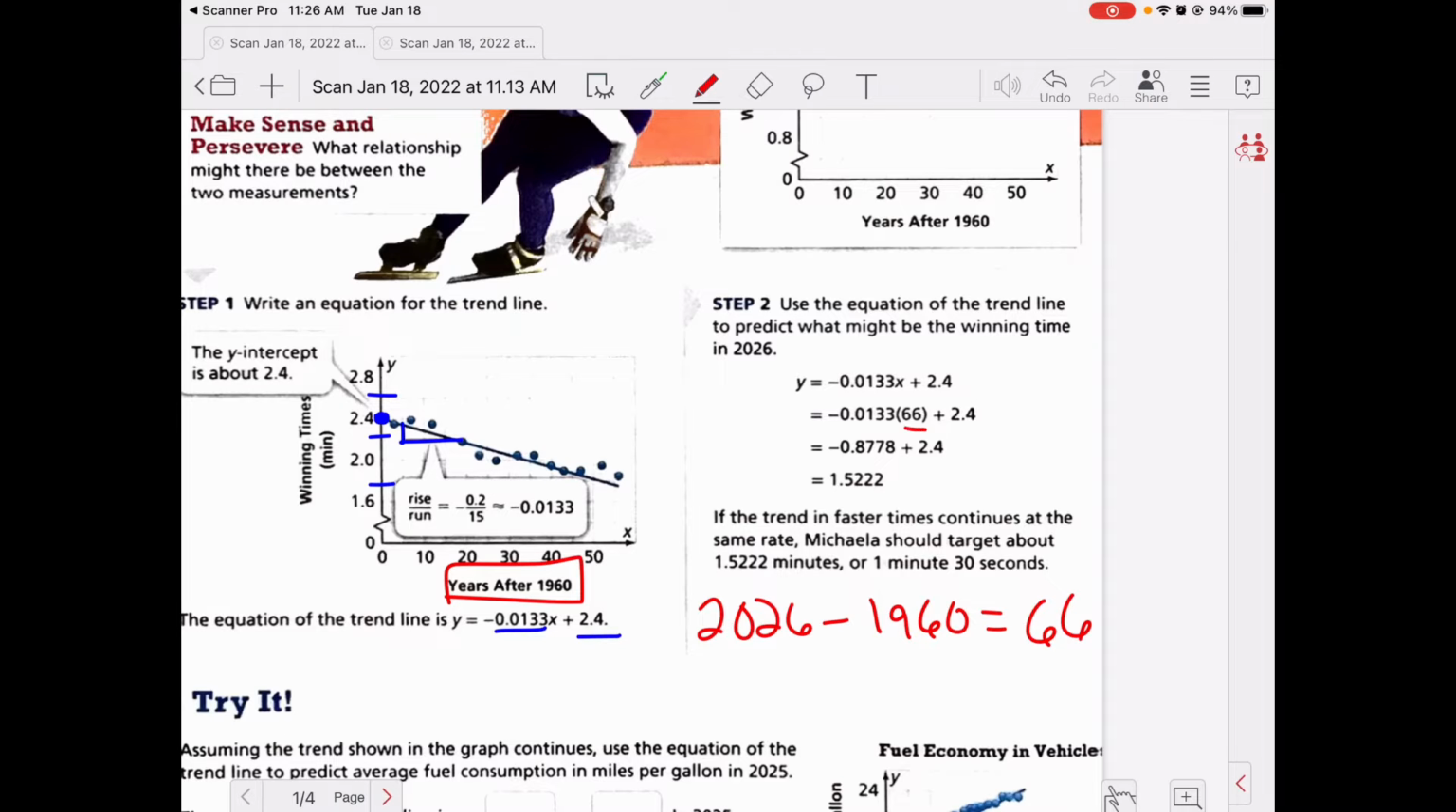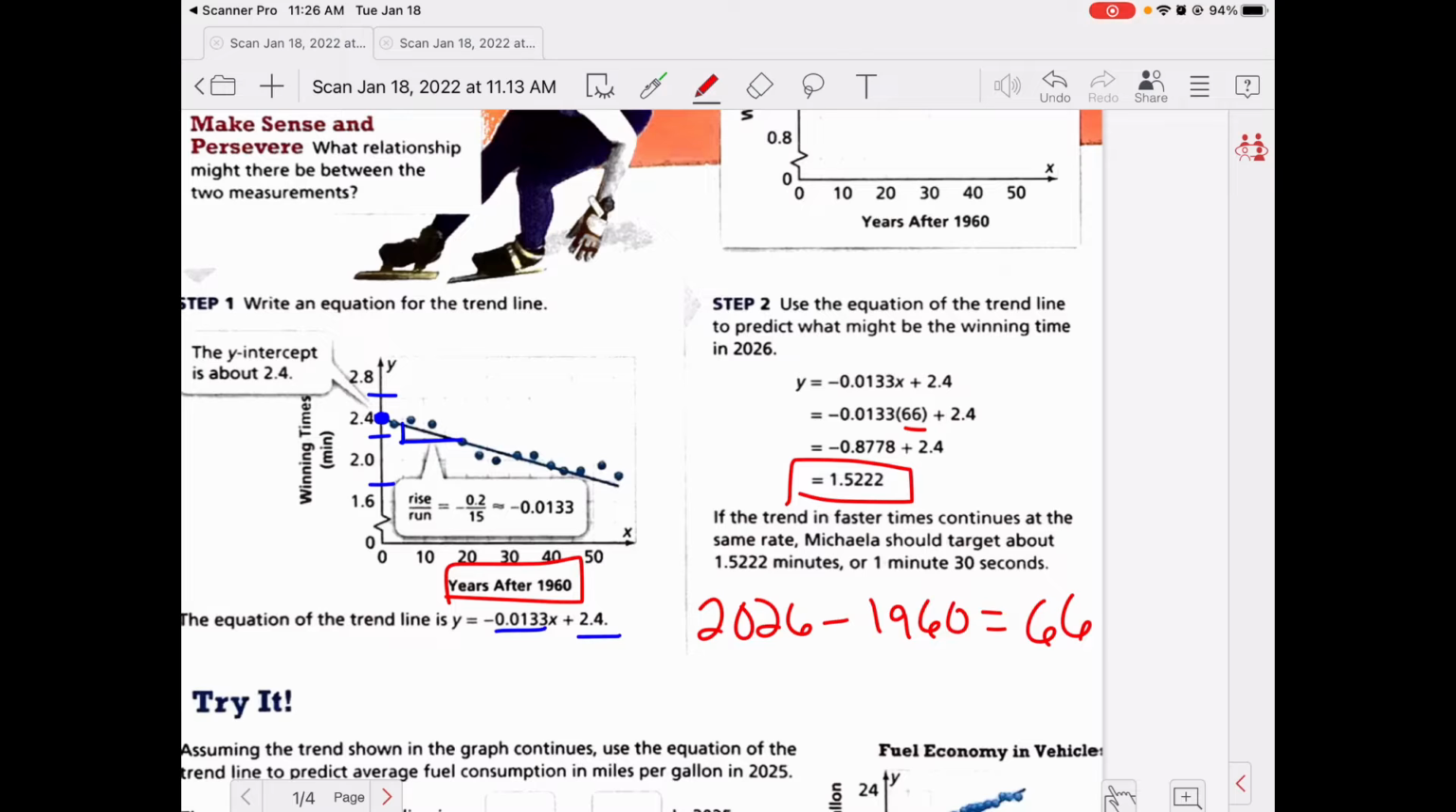So you can see they did that here. They did negative 0.0133 times 66 plus 2.4. And if I do that, I get 1.522. So the winning time possibly in 2026 could be 1.522, right?